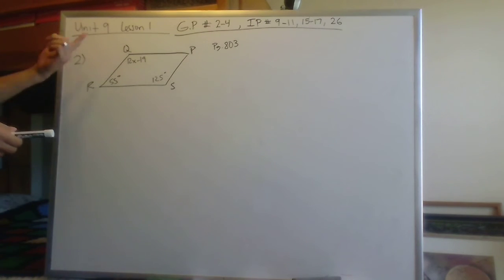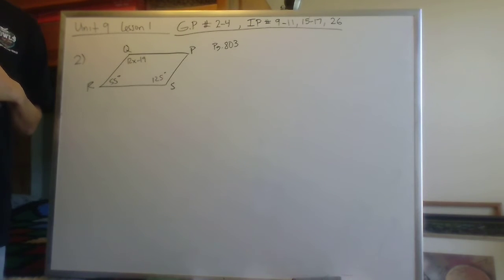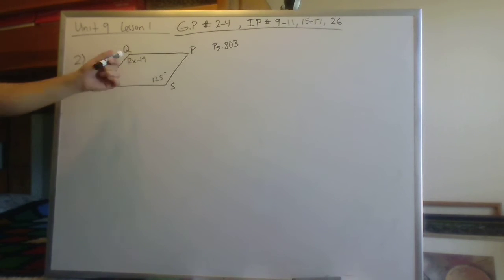So we are on Unit 9, Lesson 1. This is the guided practice. We're going to go over problems number 2 and 4. So this is from page 807. That's the guided practice. So there's a problem number 2 where we have a parallelogram, and the problem wants you to solve for each variable in the parallelogram. So if we look, the variable that we're going to be solving is x.